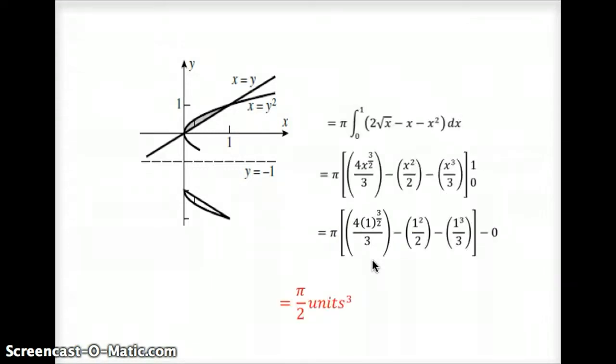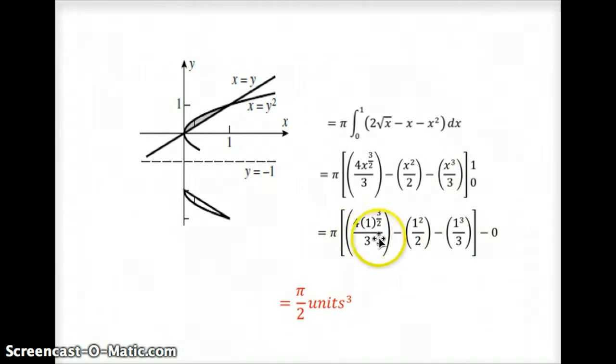So now that you have that, you have to find the integral. The integral of 2 square root of x is 2 times 2 over 3 x to the 3 halves. So when you multiply the 2 and 2, you get 4. So 4 times x to the 3 halves over 3. The integral of x is x squared over 2, and the integral of x squared is x cubed over 3. And this is all evaluated with bounds from 0 to 1.